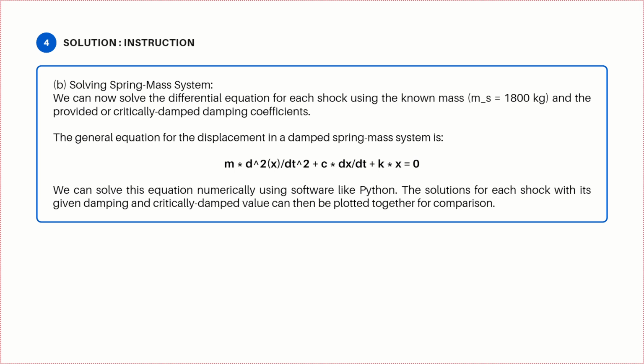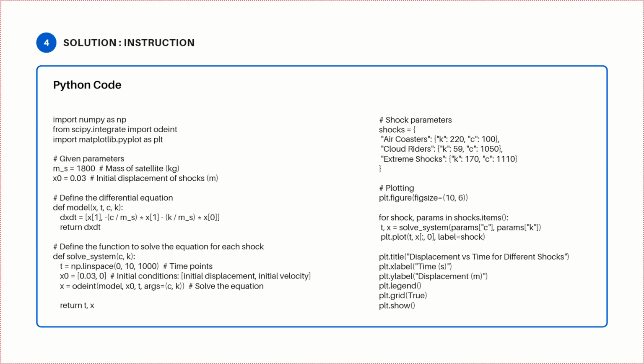Then for objective B, which is solving the spring mass system, we can now solve the differential equation for each shock using the known mass and the provided or critically damped damping coefficients. The general equation for the displacement in a damped spring mass system is as shown here, and then we can solve this equation numerically using software like Python. The solutions for each shock with its given damping and critically damped value can then be plotted together to be compared. Here is the Python code to find the values that we're supposed to calculate.